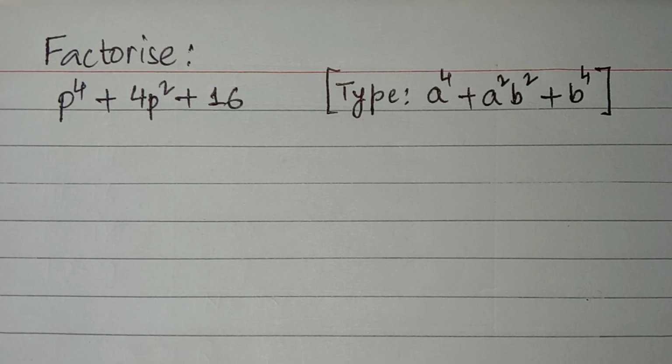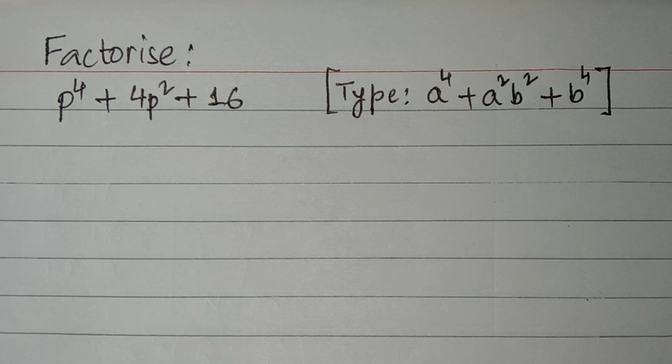Okay, in this video we are going to discuss the factorization of the algebraic expression of the type a power 4 plus a square b square plus b power 4, and the polynomial is given as p power 4 plus 4p square plus 16. So this is the question, this is the algebraic expression, the polynomial, which we are asked to factorize. So now let's factorize it.